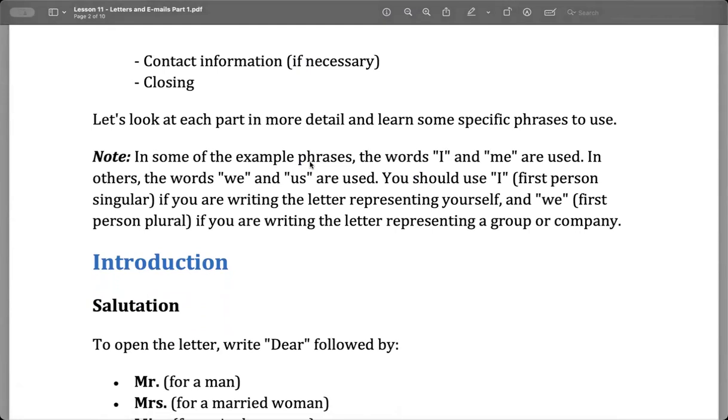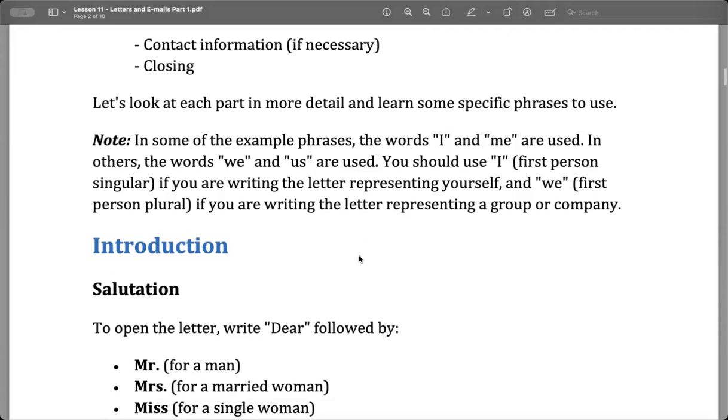Let's look at each part in more detail and learn some specific phrases to use. Note, in some of the example phrases, the words I and me are used, and in others the words we and us are used. You should use I, first person singular, if you are writing a letter representing yourself, and we, first person plural, if you are writing the letter representing a group or company.